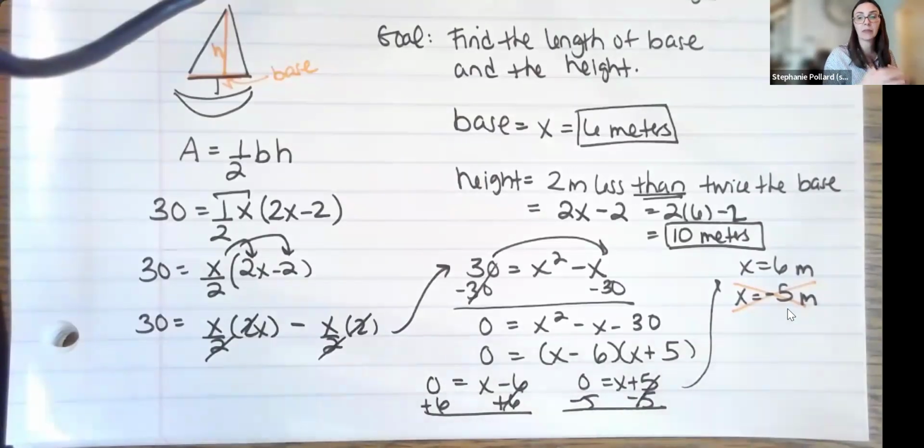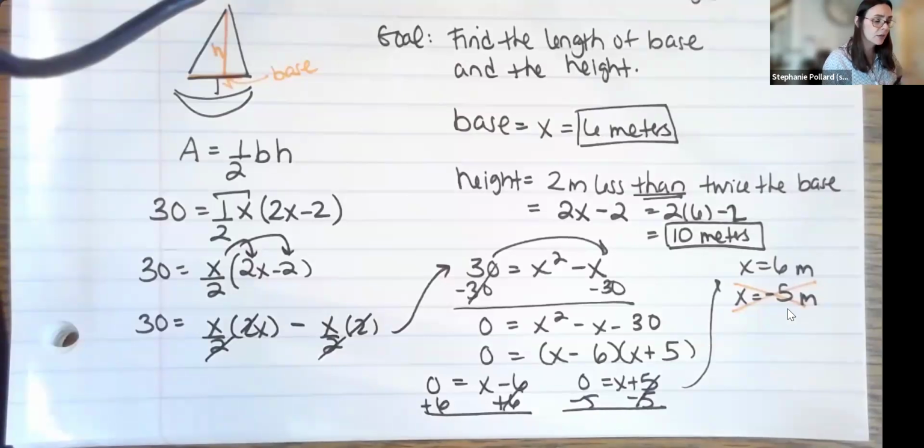So you just want to be really careful once you get into word problems. Even though things work mathematically, it may not be so helpful if it doesn't make sense in the context. So far we've seen a couple examples where, although we have two answers that work mathematically, we've had to throw some of them out because they just don't make sense. So our height here is 10 meters and our base is 6 meters.